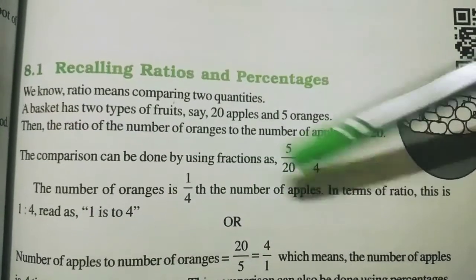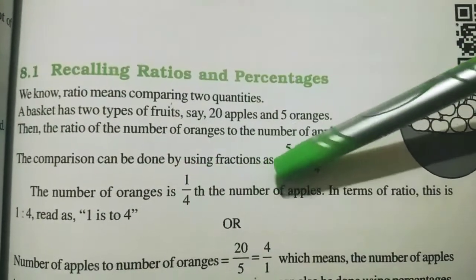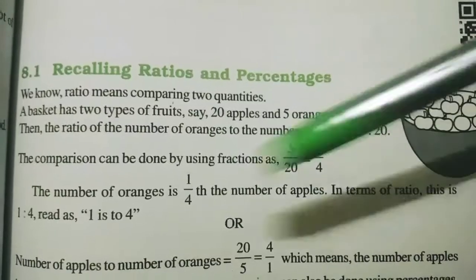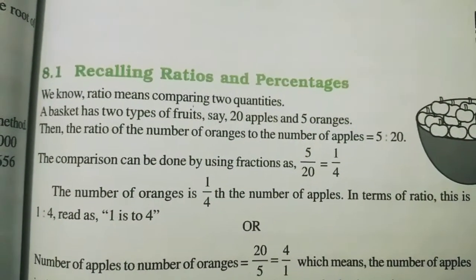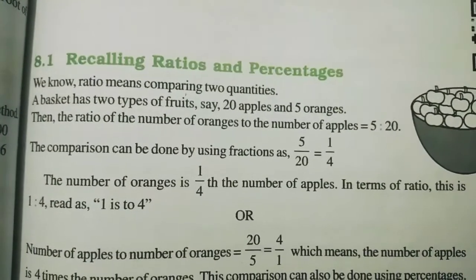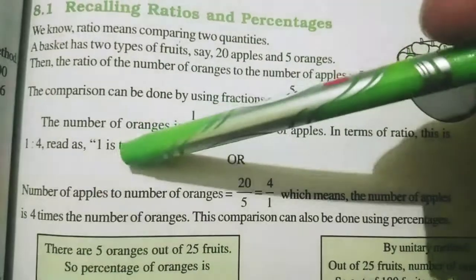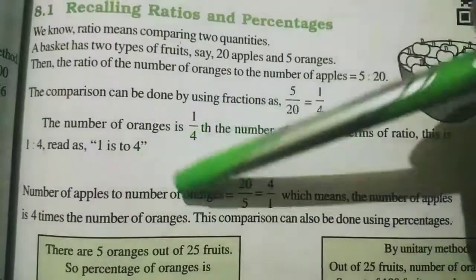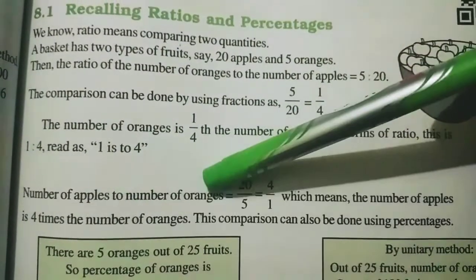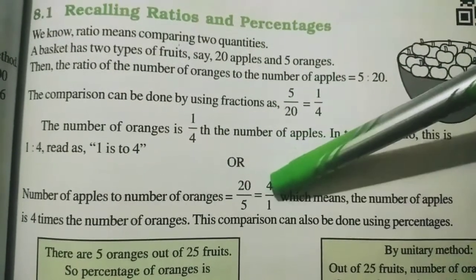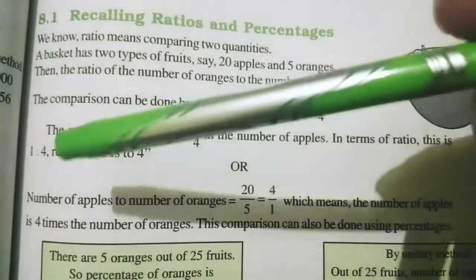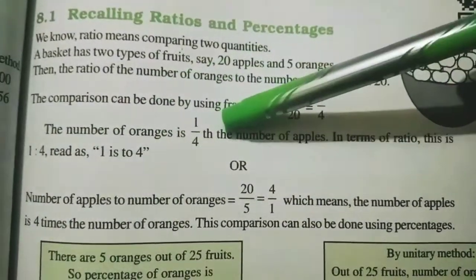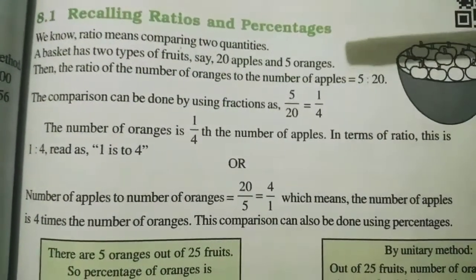So here you can write that the number of oranges is 1/4 of the number of apples. In terms of ratio, this is 1:4. It is read as 1:4. Understood? In this way you can write the ratio between two same quantities. Again, if you are asked the ratio of the number of apples to the number of oranges, now apple is coming first, then oranges. So it will be the reciprocal, 4:1. Whatever quantity is coming first, you have to write first in the ratio, in a serial manner.